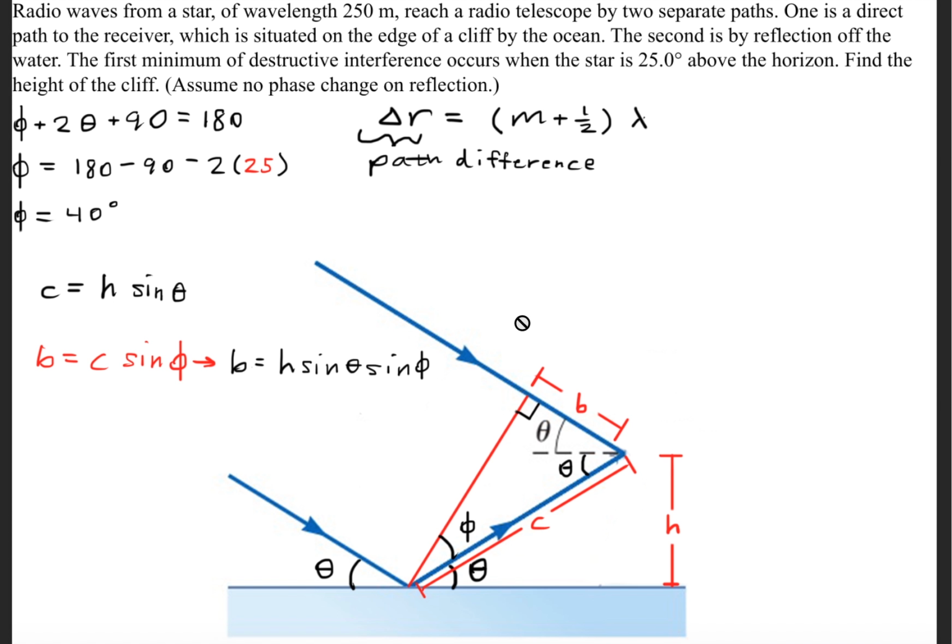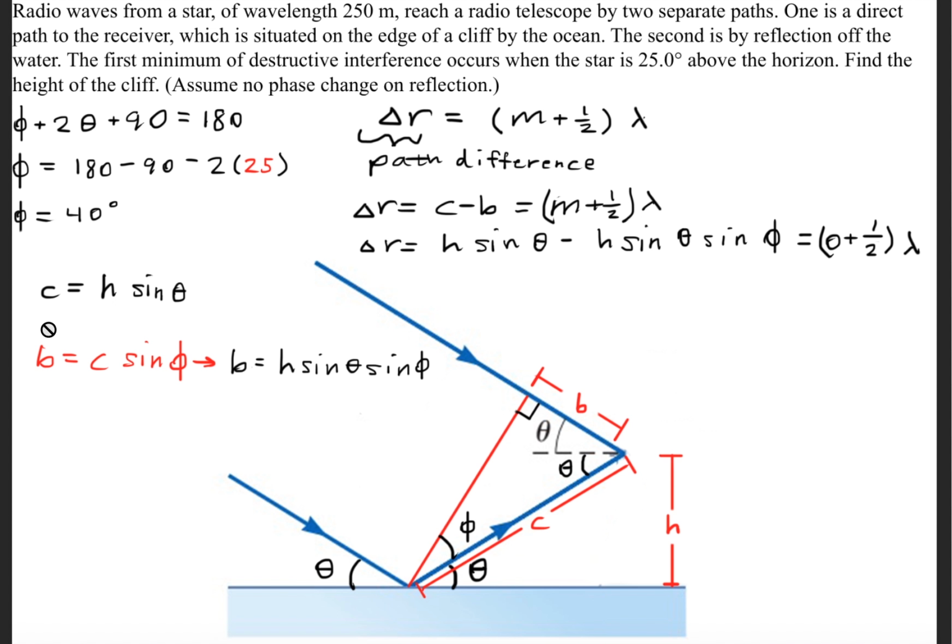Now, it turns out that the reflected path is going to be larger in length, and the reason is that it takes more time for a reflected path to reach this point right here. The direct path takes a shorter distance, hence why we call it a direct path. So that's going to be C minus B, and we're going to set that equal to m plus 1/2 times lambda. So what we're going to do now is make our substitution for the letters B and C so that we get that the path difference is equal to H times sine theta minus H times sine theta times sine of phi is equal to 0 plus 1/2 times lambda.